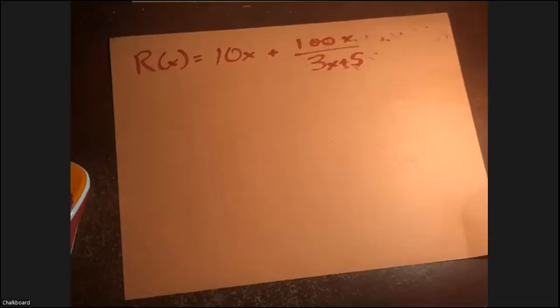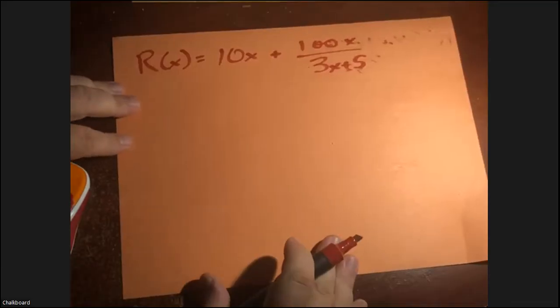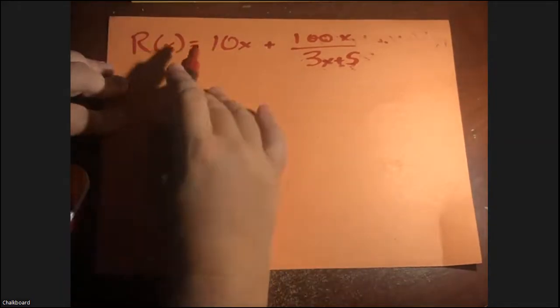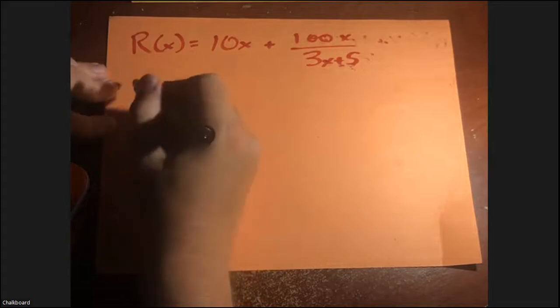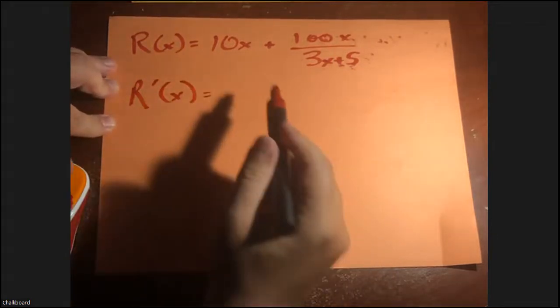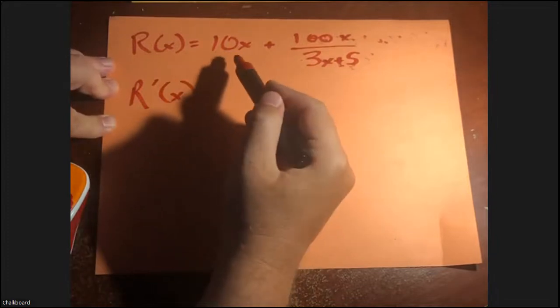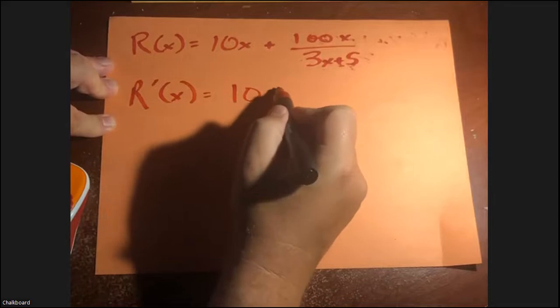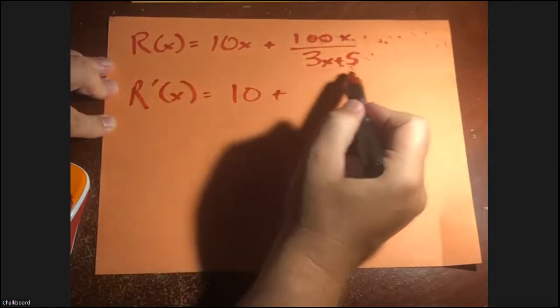All right, so let's carry on now. Finding the marginal revenue. This is the revenue function here. We want to find the marginal revenue. That means we're going to take the derivative of this function. So it's r prime of x. And now the sum rule says I could first do this piece. What's the derivative of 10x? It's 10.